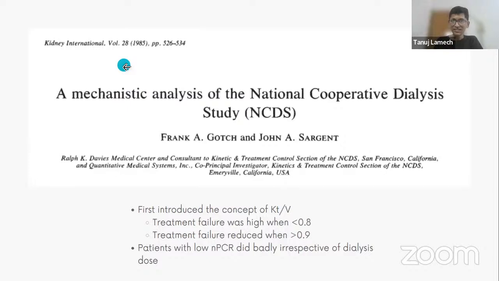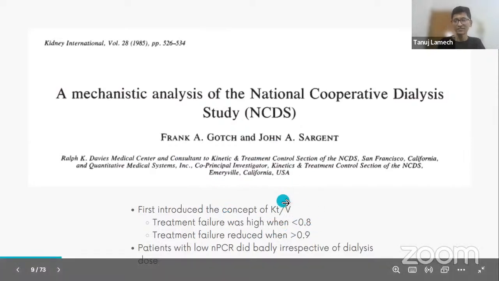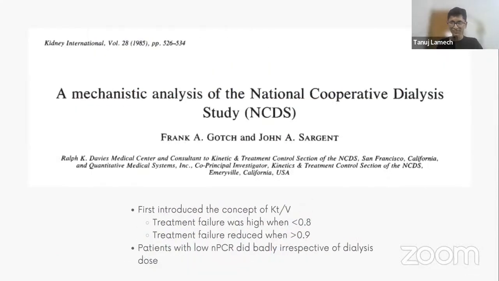But the legacy of the NCDS comes from this paper from 1985. So this is the mechanistic analysis of that NCDS data. And again, this was by Frank Gotch and Dr. John Sargent. So they said it's actually not the urea level which matters. It doesn't matter if it's 50 or 100. What matters is this thing which they call the KT over V. And this is where this KT over V concept was introduced in this paper. So this is actually a measure of clearance of urea during dialysis. So he says it's not the absolute value of urea, it is the clearance of urea during dialysis which matters.